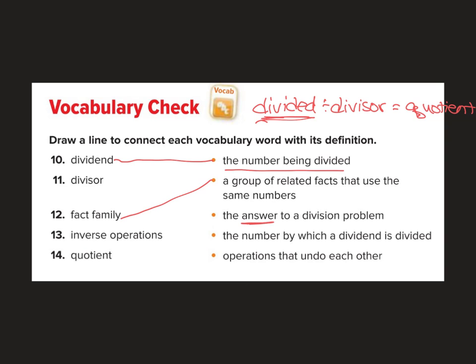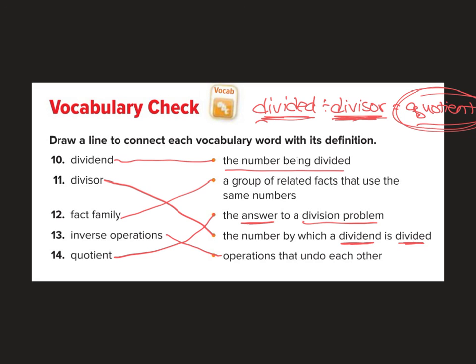The answer to a division problem is the quotient. The number by which a dividend is divided is the divisor. And operations that undo each other are called inverse operations.